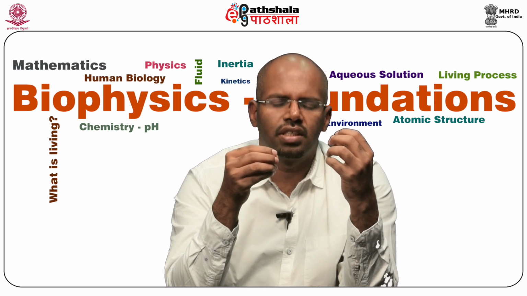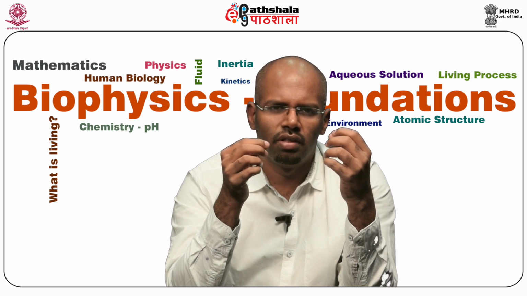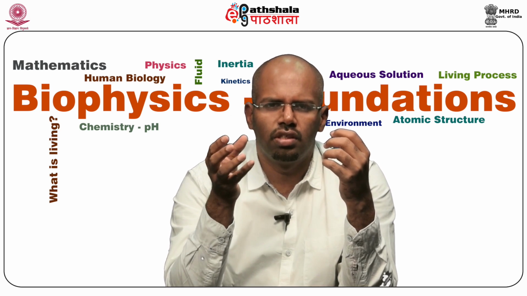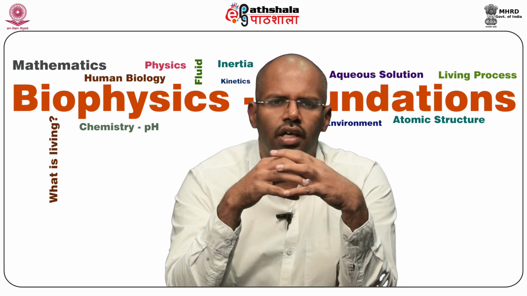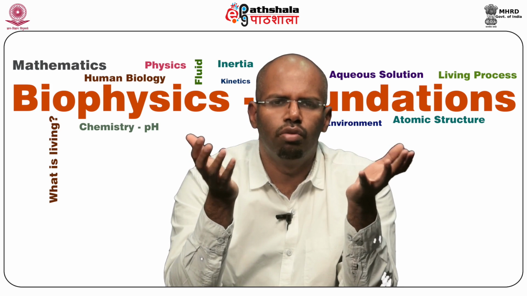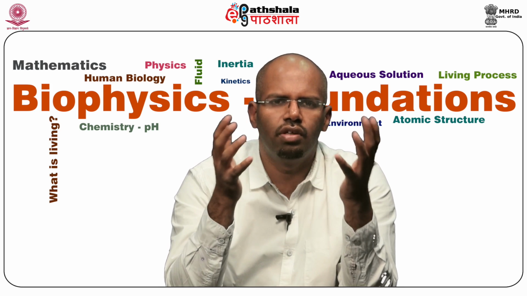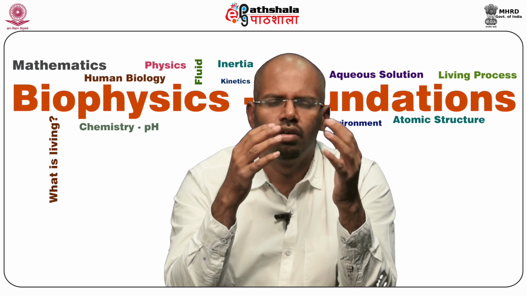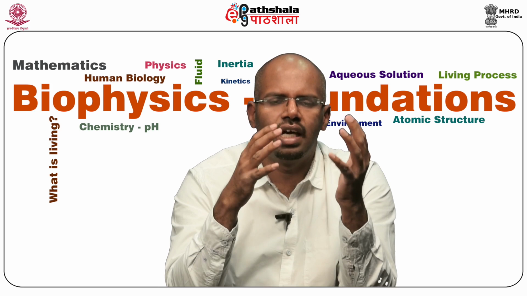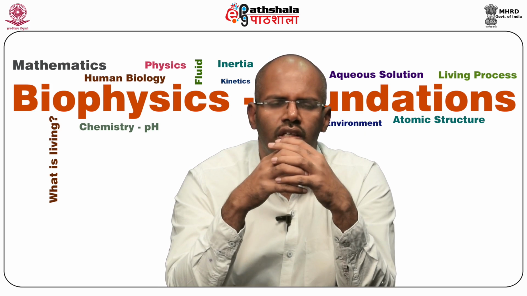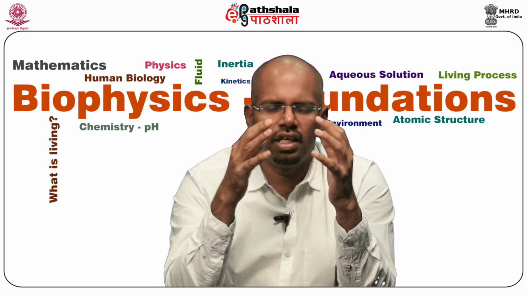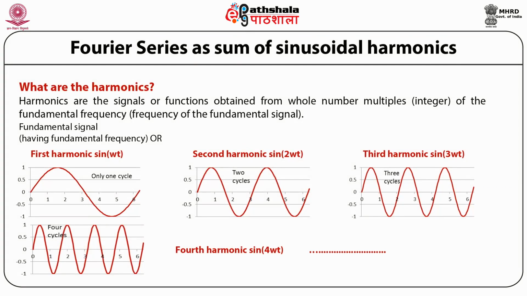What is a fine structure? Fine structure will be captured by higher harmonics terms. For example, let's say 20 omega t or 7 omega t, something which is much larger than, let's say, 3 omega. It's generally in the higher harmonics. We are going to see the Fourier series as a sum of sinusoidal harmonics.